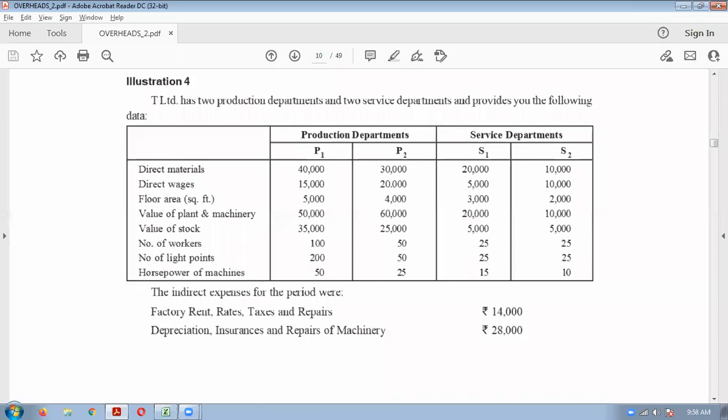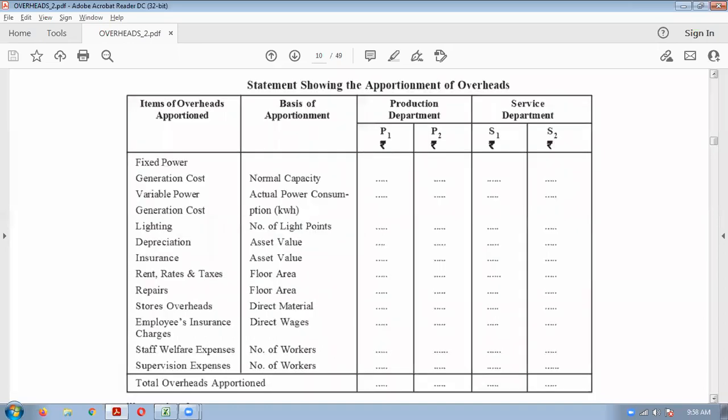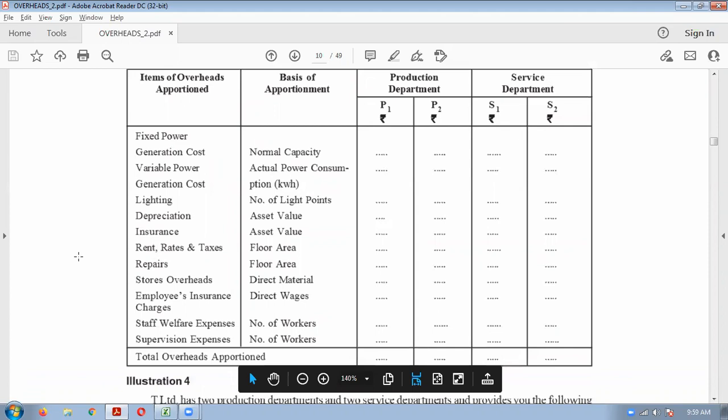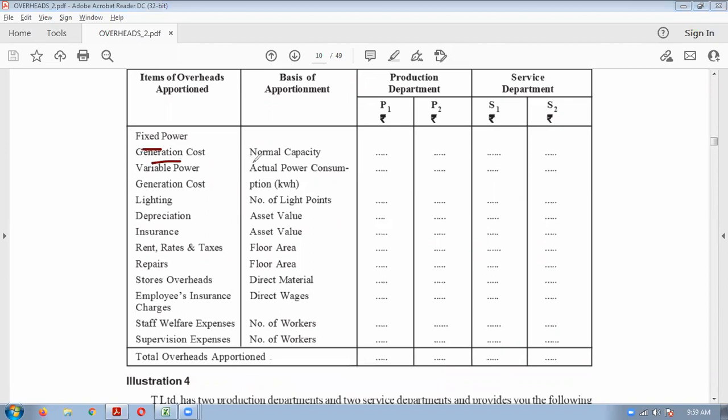So now here one table is given. See, cost and different bases of apportionment. So this table you can remember for MCQ questions. For example, see, fixed power generation cost. On what basis will you apportion the cost? Normal capacity. Clear? Variable power, actual power consumption.